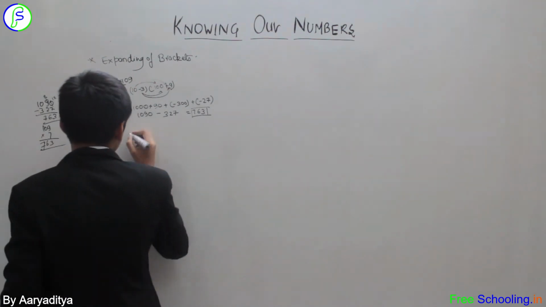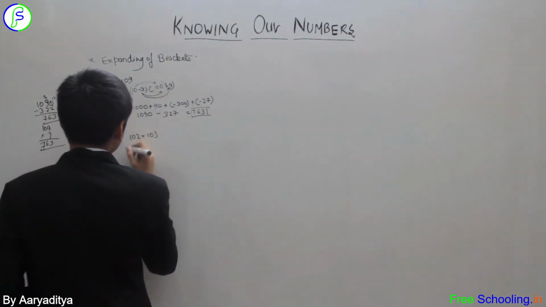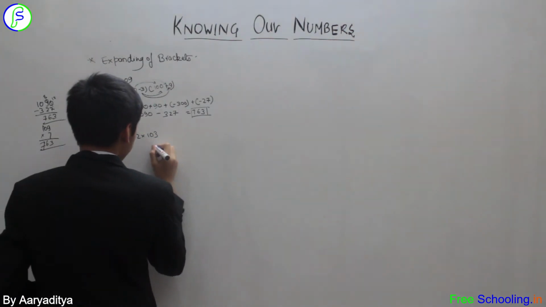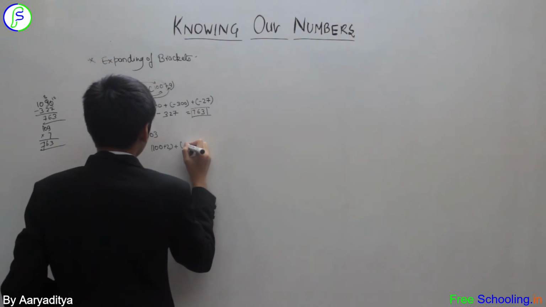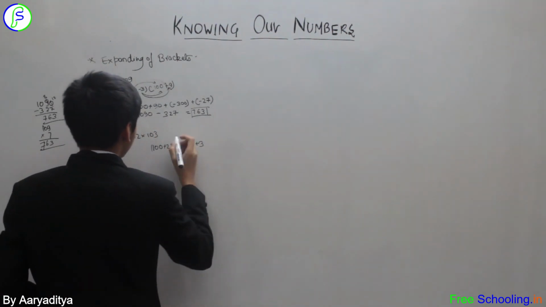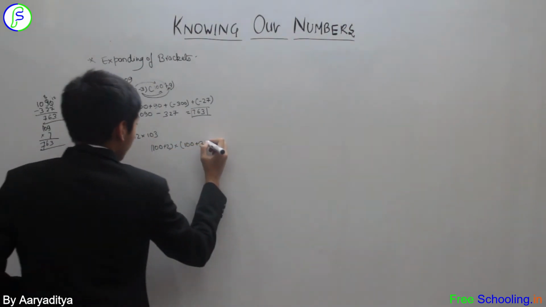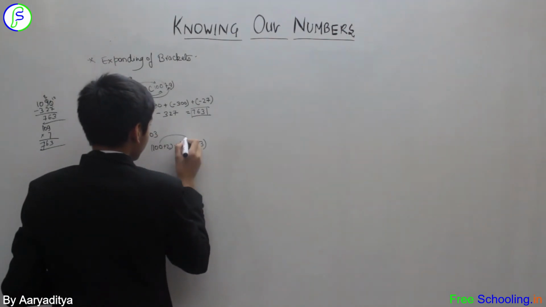Similarly, let me give you one more example. Suppose I have 102 into 103. Very easy. Again, simplifying it, 102 can be written as 100 plus 2, and 103 can be written as 100 plus 3. Make sure that there is a multiplication sign. Okay, closing of the bracket. Now doing the same thing.